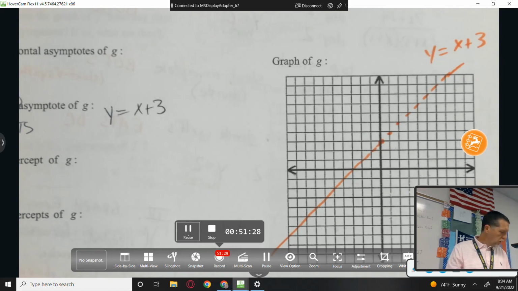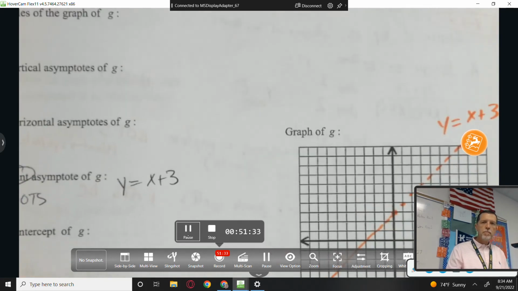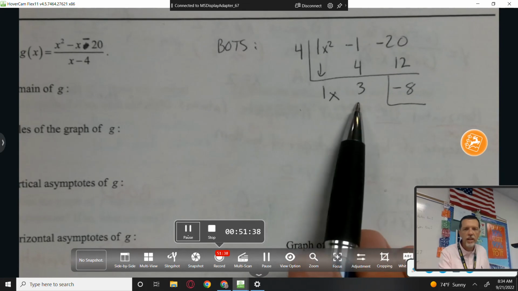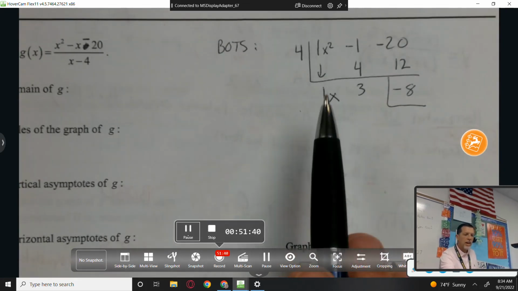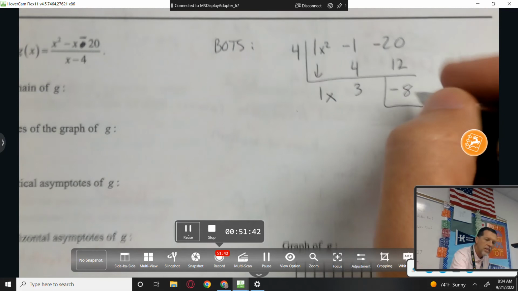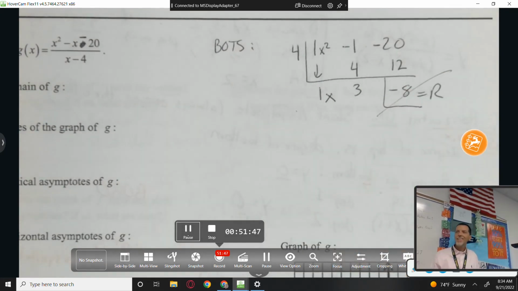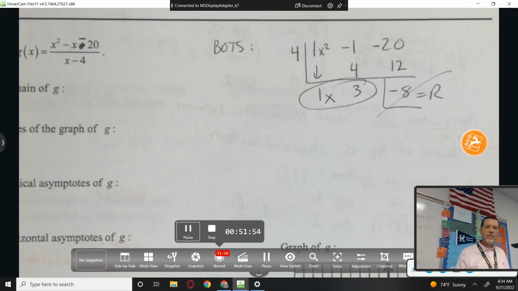Do we need to work the rest of that problem? Wait, how did you get x plus 2? This question was how did we get the x plus 3? When I synthetic divided, I had 1, 3, negative 8. Negative 8's the remainder. I don't really care about that. I can throw that away. Like the last unit, the remainder was like the most important thing. This unit, the remainder is like the least important thing. We want the other pieces. So x plus 3. So this one will have a slant asymptote for us.